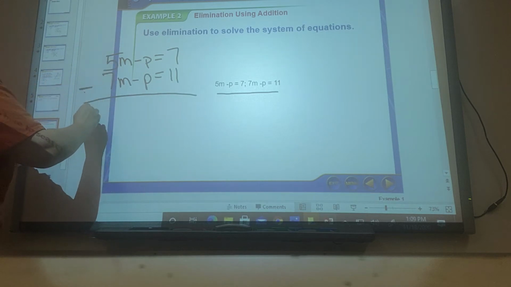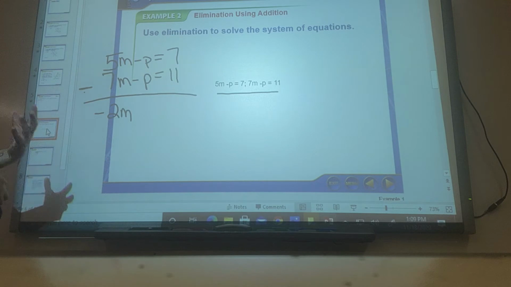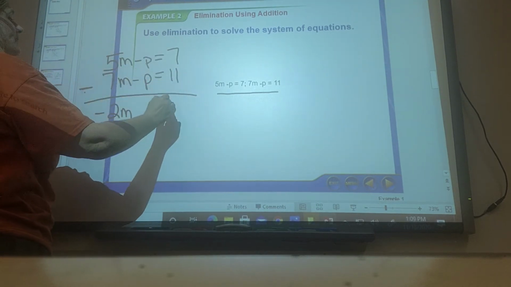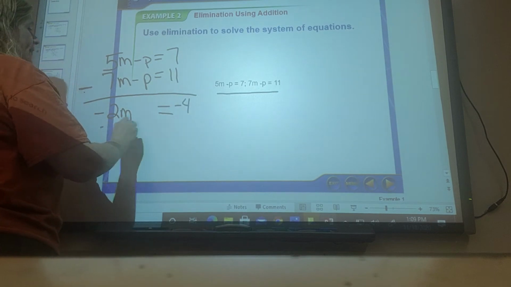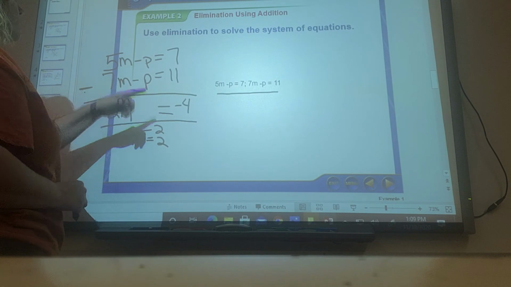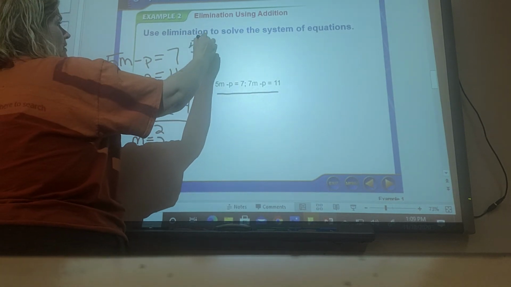5m minus 7m is -2m. Negative p minus negative p means plus a positive. That is 0. We got rid of the p's. 7 minus 11 is -4. Divide by -2, and m equals 2. Go back and substitute 2 in for m in one of the equations. I'm going to use the top to find p.